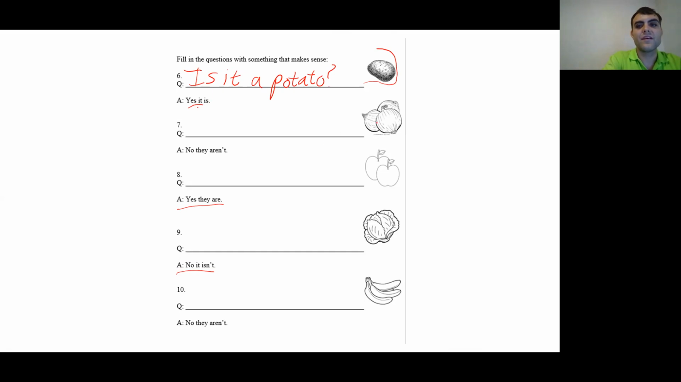But then what about this one? Number 7 is, so what about these? So the answer is no, they aren't. So what does the question have to be? The question has to be, are they, but then you can put anything here except for onions. So are they, let's say, apples? Okay. So do that for all of these now, and we can review the answers in the next lesson.